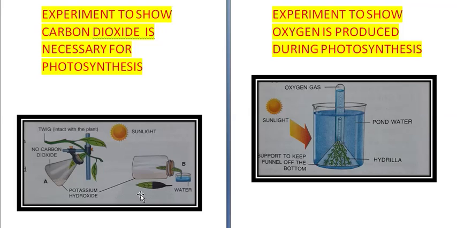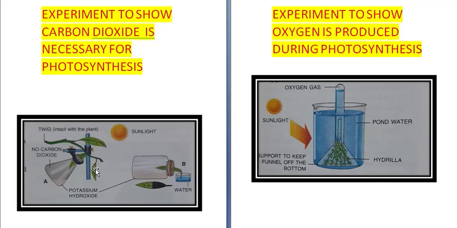Same experiment can be modified. In the first, half of the leaf is inside and half of the leaf outside, but in the other experiment you can put the whole leaf inside and test another leaf which was outside for starch. You can put this whole leaf inside the conical flask, and then you take two leaves and test them for starch. You will find the one which was inside the flask will not turn blue-black, the one which was outside will turn blue-black.